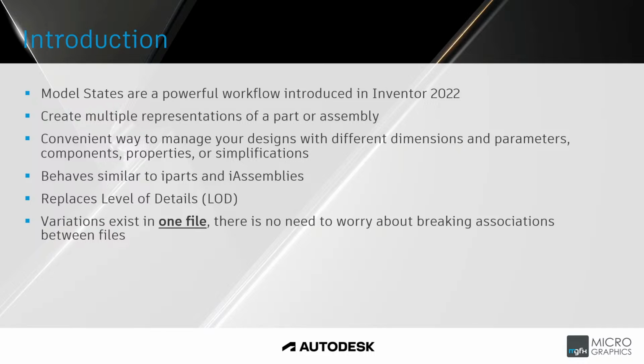So if you are still on 2021 and you've now recently gone into 2022, then you might notice that if you were using levels of detail, it has disappeared and been replaced by model states. The one nice thing about model states is that the variations exist in one file. If you have used iParts and iAssemblies, you will have noticed that you'd have to create factory parts. So you'd have your main part or assembly, and then you create all these factory parts, which create additional files. And trying to manage those can get quite difficult.